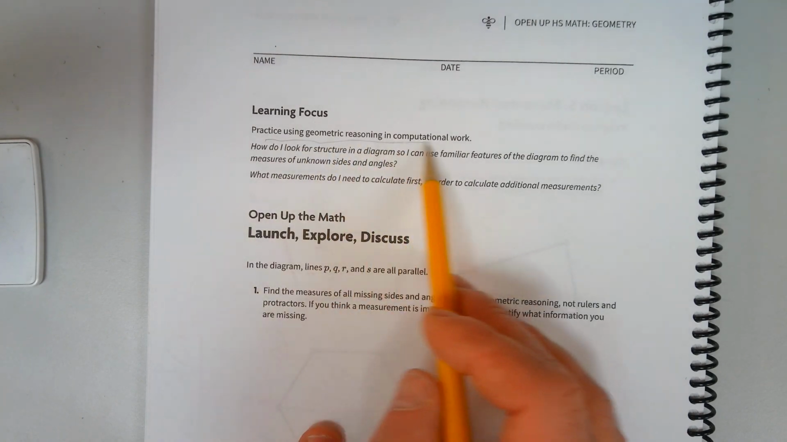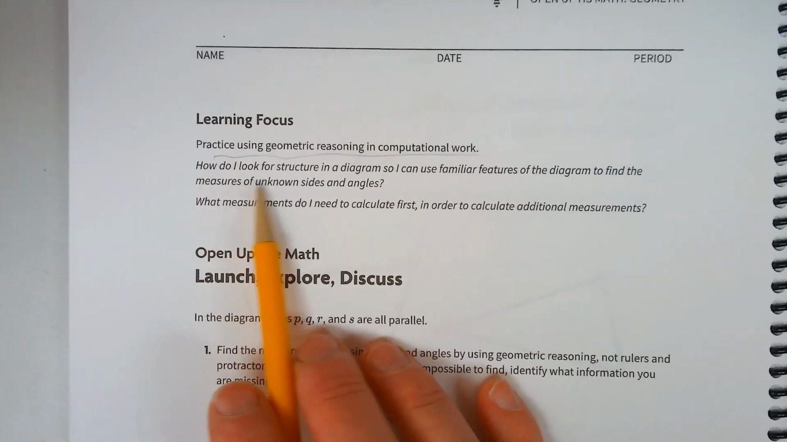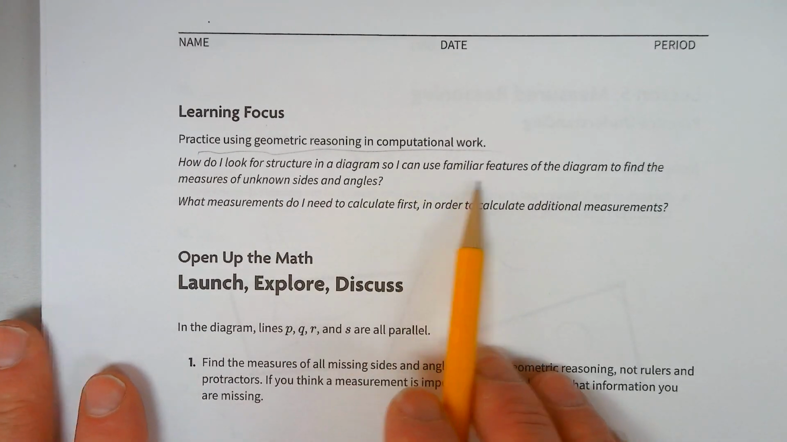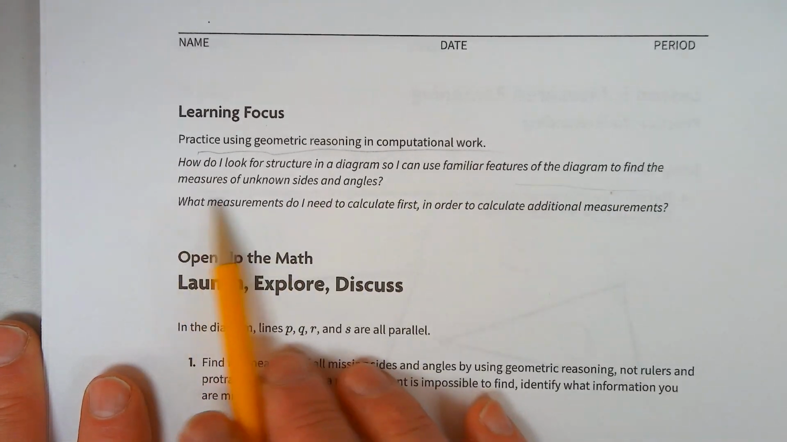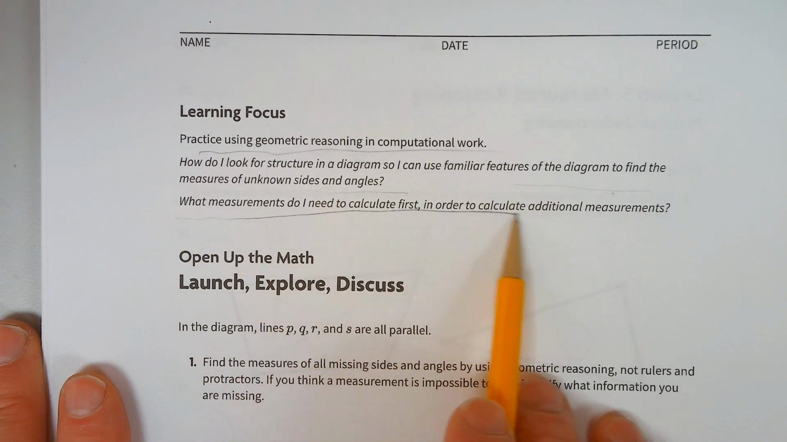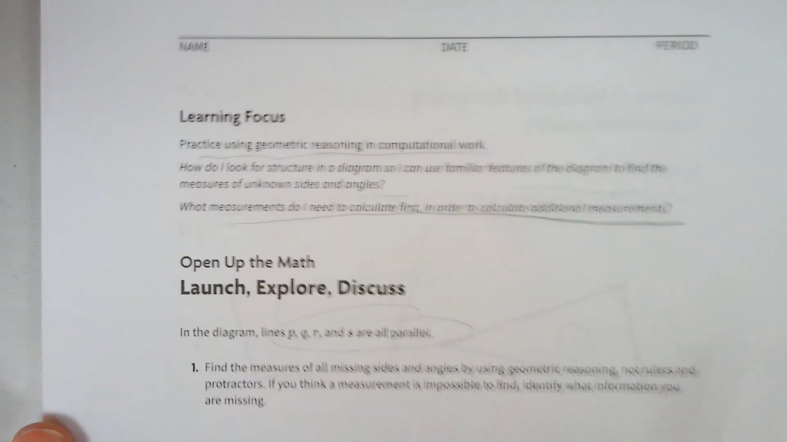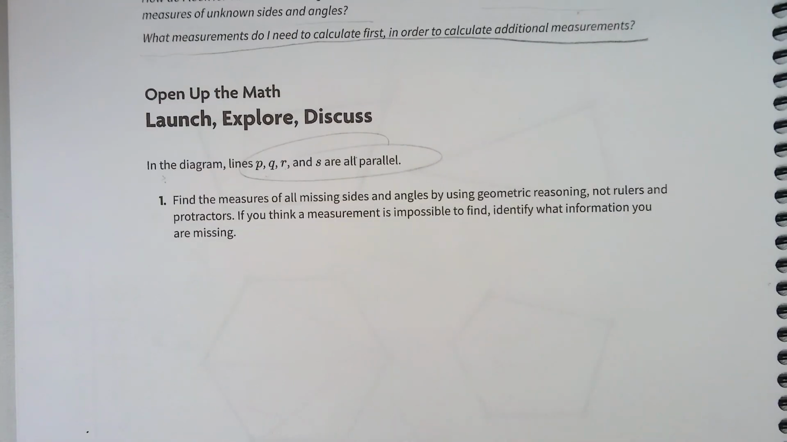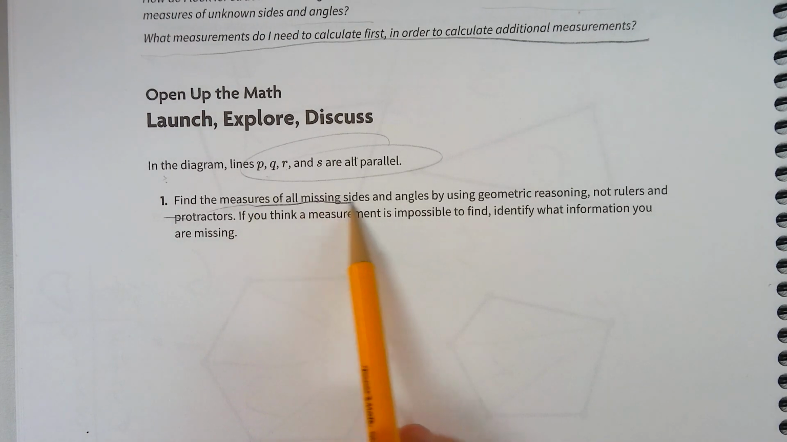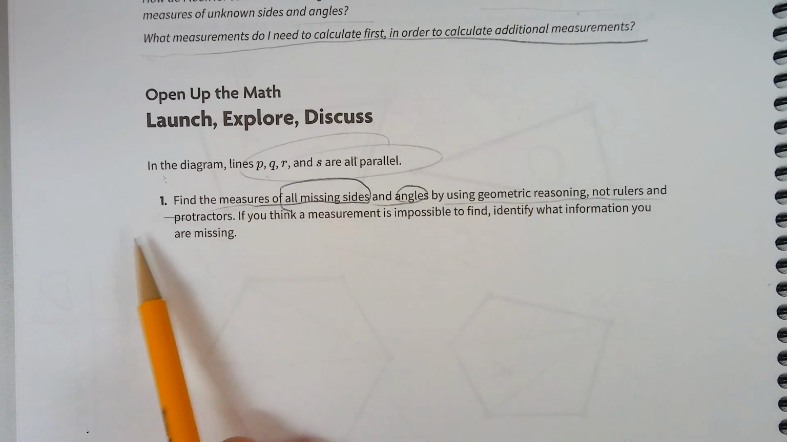Practice using geometric reasoning in computational work. How do I look for structure in a diagram so I can use familiar features of the diagram to find the measures of unknown sides and angles? What measurements do I need to calculate first in order to calculate additional measurements? In the diagram, lines P, Q, R, and S are parallel. What diagram? There's no diagram. Oh, it's on the next page. Find the measures of all missing sides and angles by using geometric reasoning, not rulers and protractors.